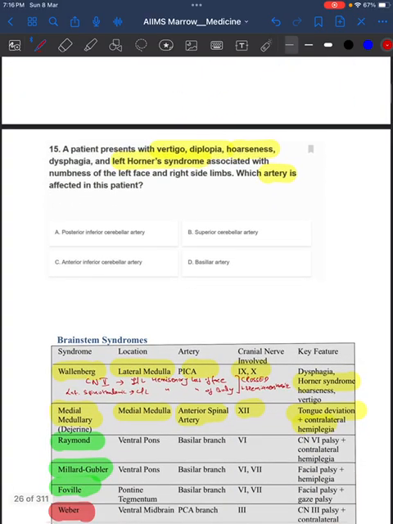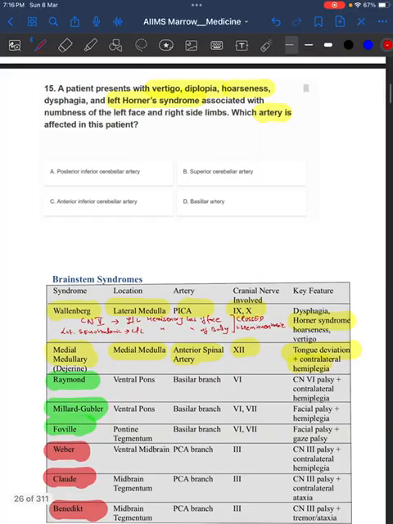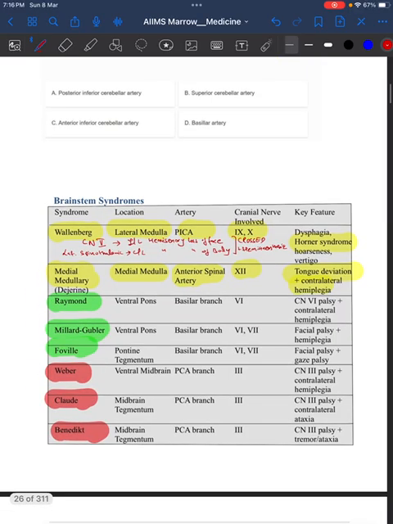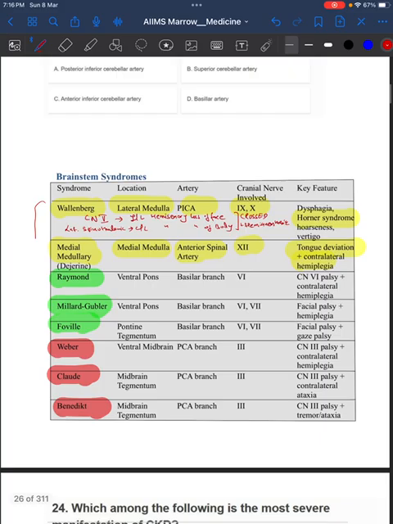Now coming to the next question, a patient with vertigo, diplopia, hoarseness. This is about brainstem syndromes, a very important topic. Here you have to remember these syndromes: 2 in the medulla, the Wallenberg, which is the lateral medullary syndrome, and the medial medullary syndrome, 3 in the pons, and 3 in the midbrain. Coming to the first, the Wallenberg syndrome, which is the lateral medullary syndrome. The artery supplying the lateral medulla is the PICA. All of these are MCQs.